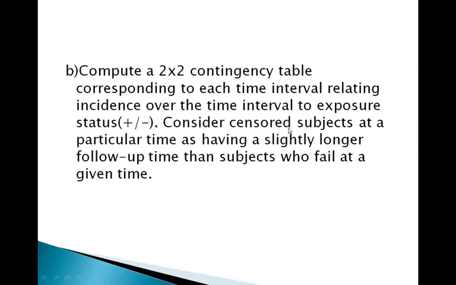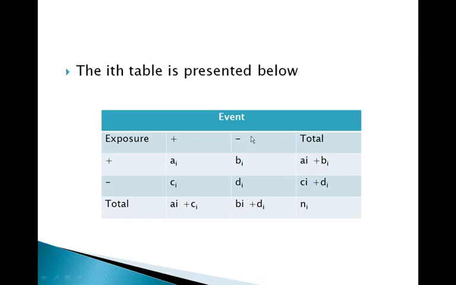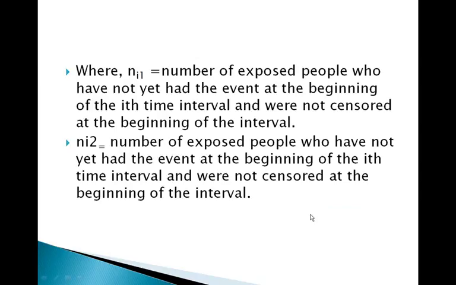Then we consider censored subjects at a particular time as having a slightly longer follow-up time than subjects who fail at a given time. So therefore we will be paying attention to the following table. The ith table for the ith interval of interest would be, if we look at the following incremental counts within each of these, for those exposed and unexposed, we see marginal totals and an n sub i.